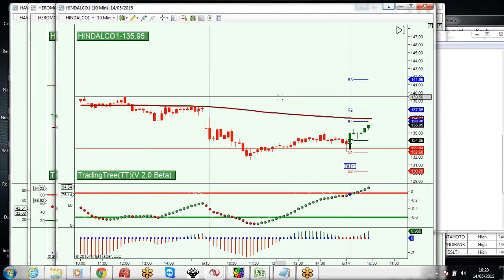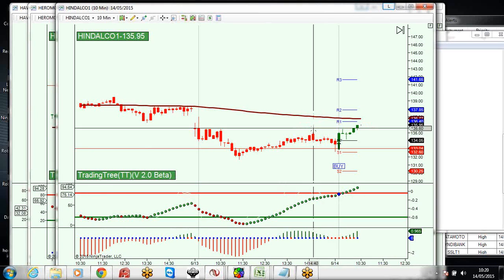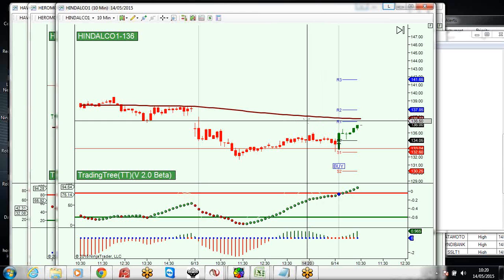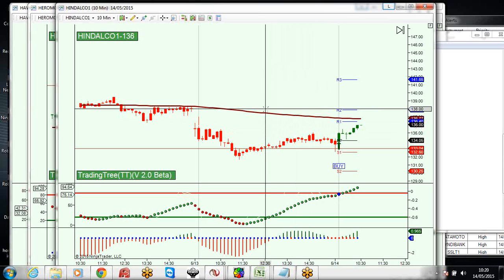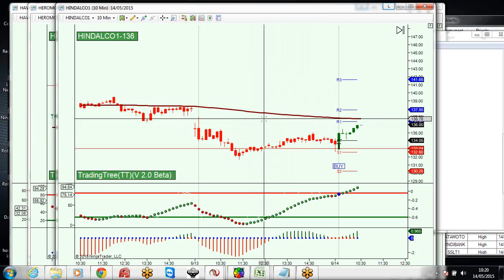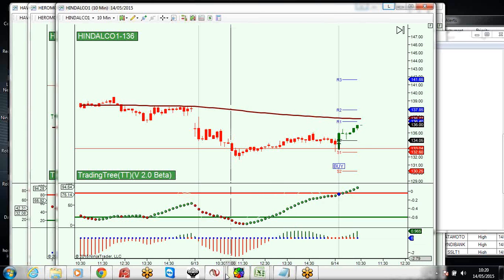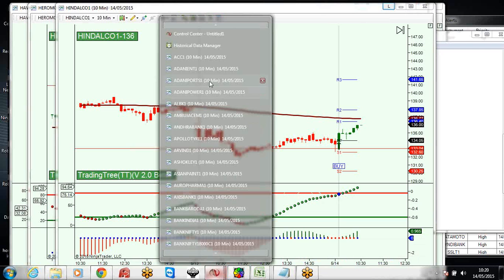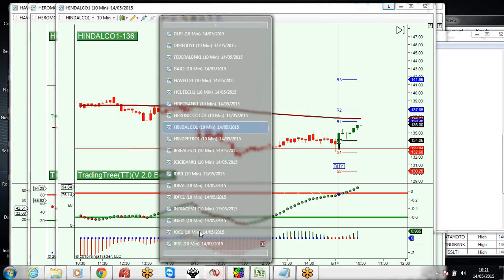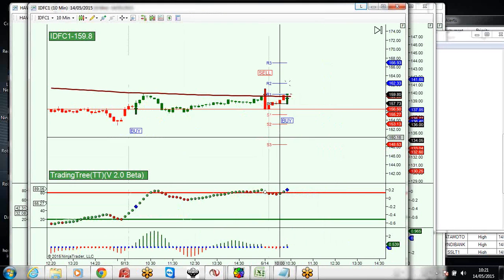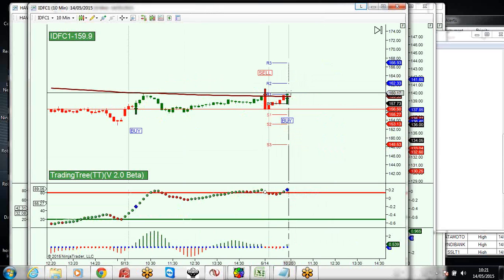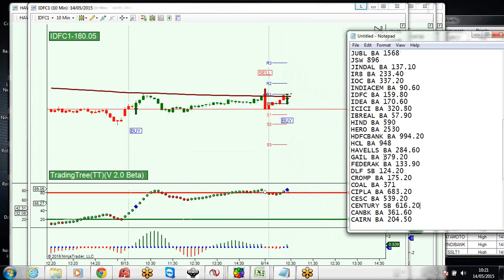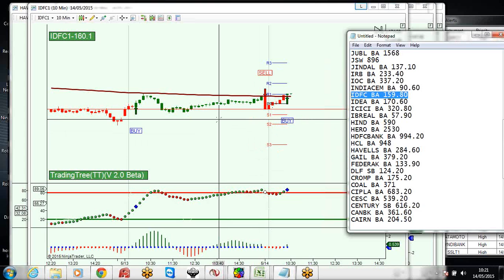So IDFC we have a buy. Hindalco, I think it will make its target that we have placed. 136, 136.20 was our first target. So IDFC we have this buy. You can buy at this price, 160.20. That's the current price, but for IDFC we already placed an order at 159.80.